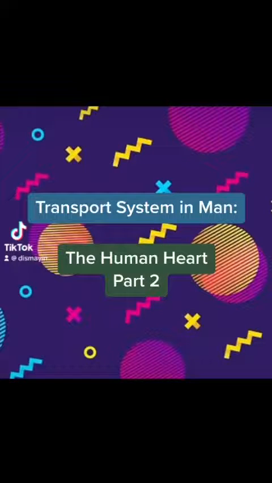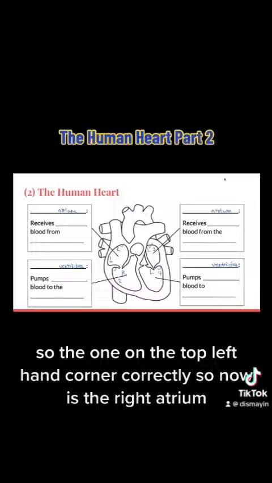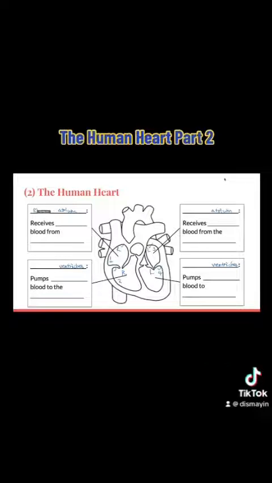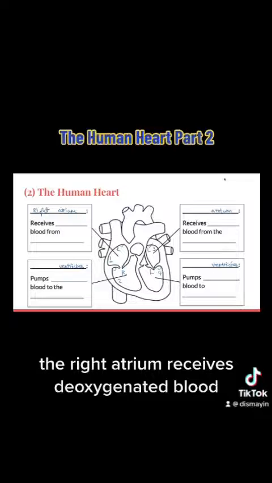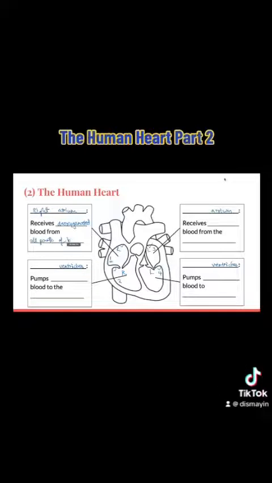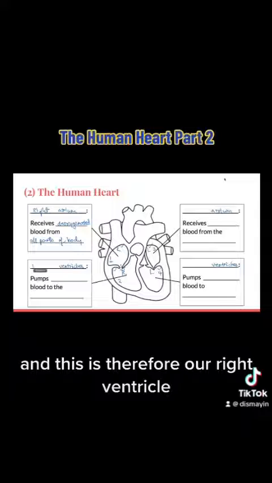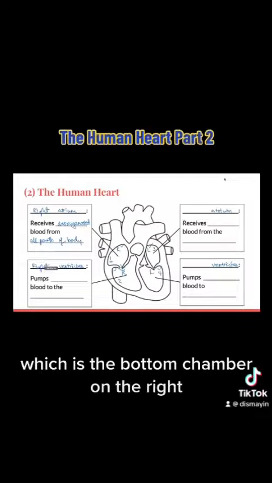Human heart part 2. Today we are learning about the human transport system. So the one on the top left hand corner, correctly so, now is the right atrium. The right atrium receives deoxygenated blood from the rest of the body or all parts of the body. After here, it will pump the blood into the right ventricle, and this is therefore our right ventricle, which is the bottom chamber on the right.